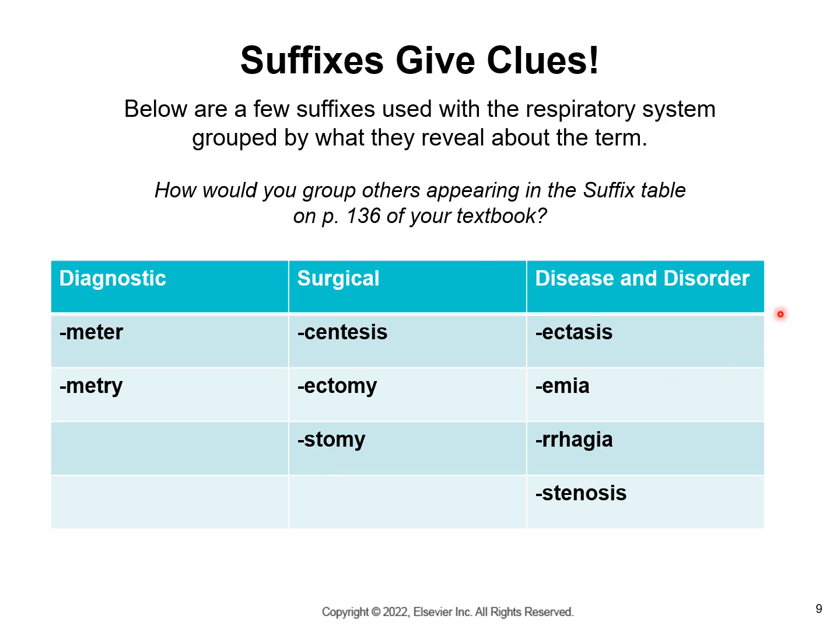Some disease and disorder suffixes are ectasis, which is the dilation or distension of a hollow organ. Emia, which is a substance that's present in the blood. Ragia, which is bleeding, excessive bleeding. And stenosis, which means a narrowing.